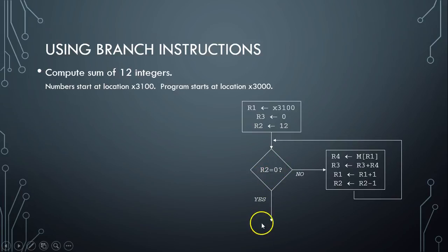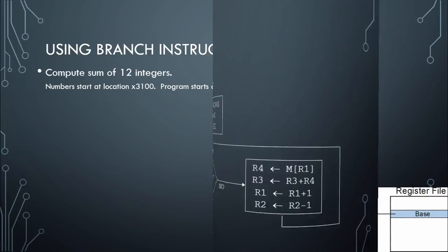All right. If it's a yes, it moves on. If this R2 does not equal 0, it's going back into this loop. Right? Because pretty much what we're looking to see is 12 integers. After you have 12 integers, the program stops counting.